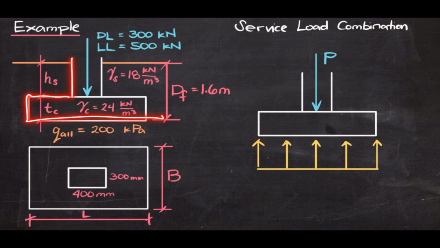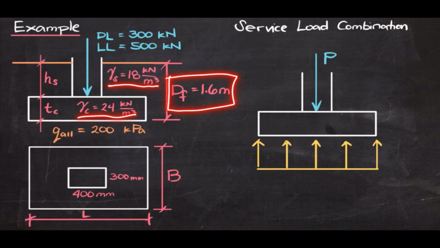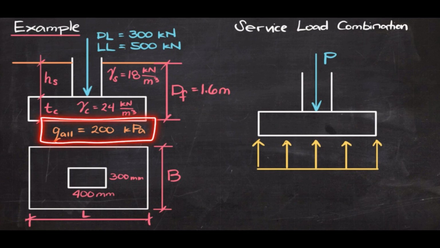We have a footing, and it is loaded by a dead load of 300 kilonewtons and a live load of 500 kilonewtons. Other information about the soil and the concrete unit weight are given. The footing is founded at a depth of 1.6 meters. The allowable soil-bearing capacity is 200 kilopascals. The column that is situated at the center of the footing is 300 by 400 millimeters. So we expect to have a rectangular footing because the column is rectangular.